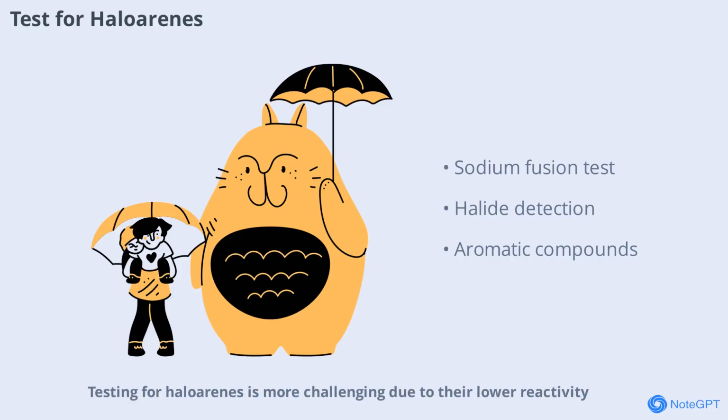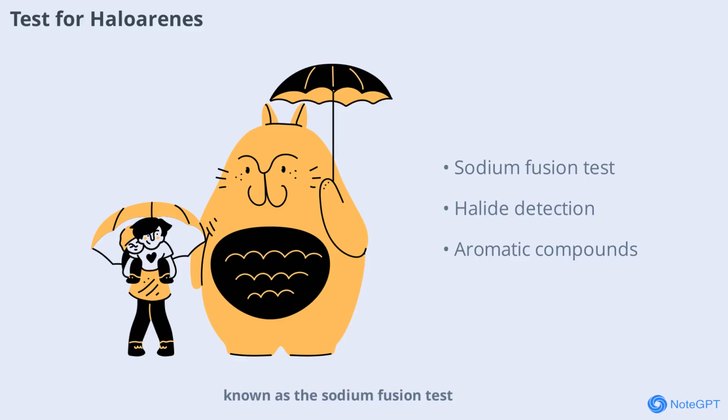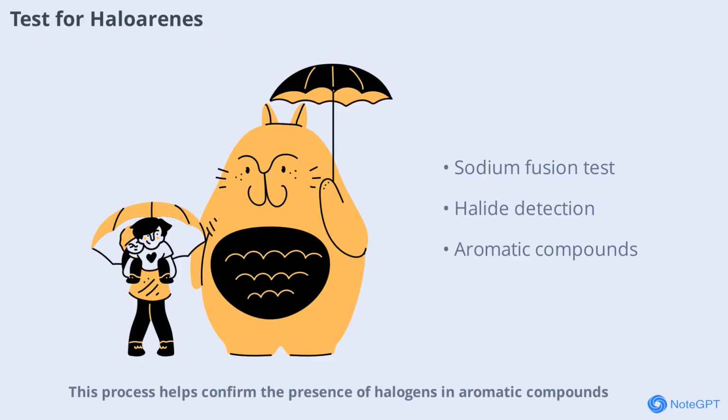Testing for haloarenes is more challenging due to their lower reactivity. One method involves heating the compound with sodium in the presence of alcohol, known as the sodium fusion test. The resulting solution is then tested for halide ions. This process helps confirm the presence of halogens in aromatic compounds.